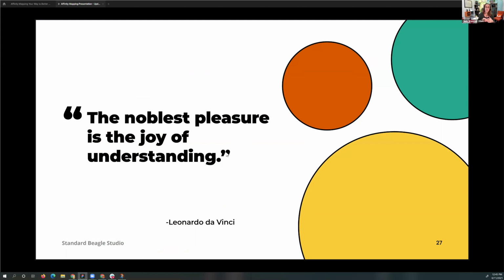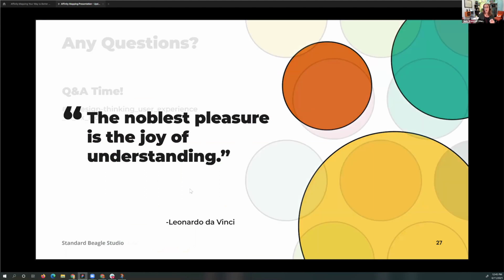And sometimes it's equally important to pull in all the ideas and understand where other people think, whether they're our teammates or our stakeholders or anyone in our company that can help define that. And so that's why I love affinity mapping.